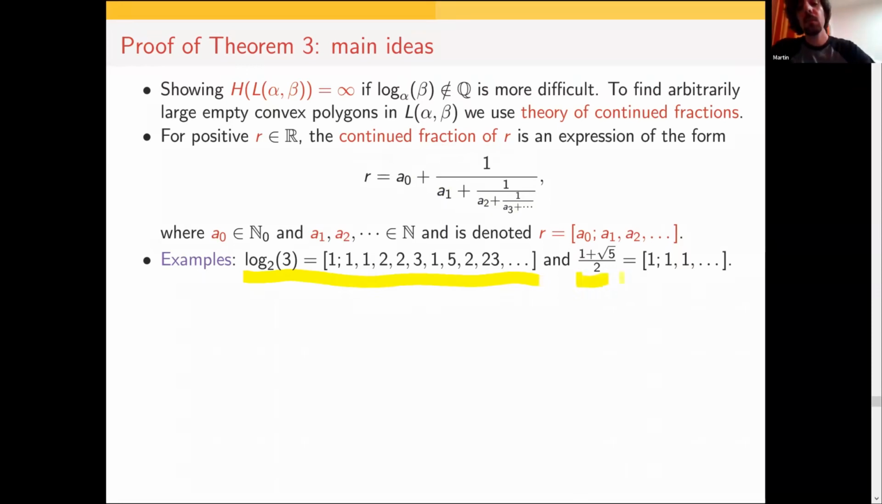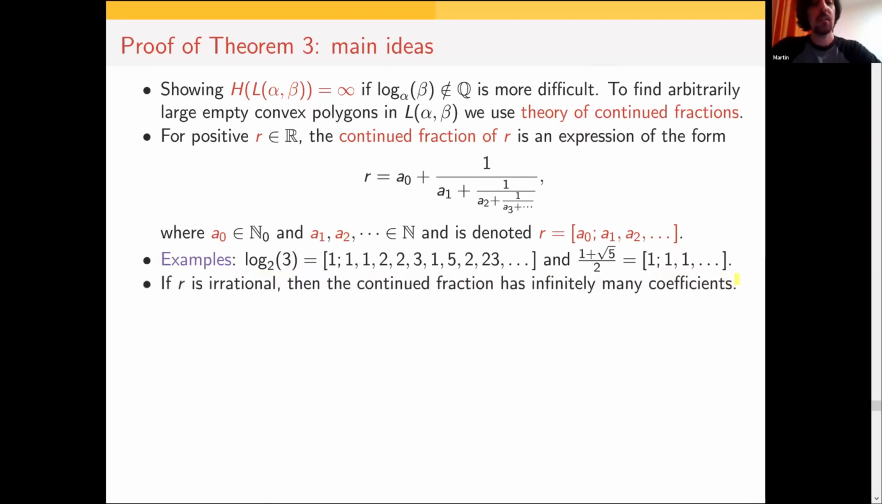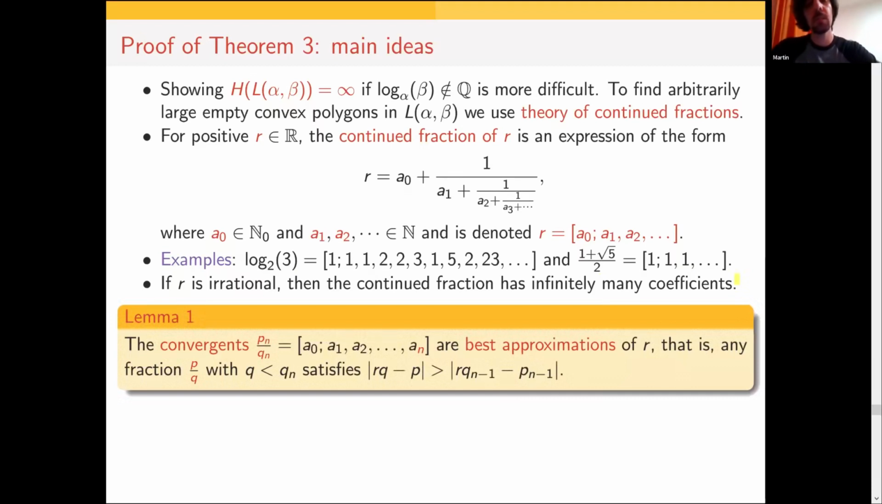And for example, the continued fraction of the golden ratio is perhaps as simple as it can be, because it contains only ones, but it's again infinite. In fact, these continued fractions are infinite if our real number is irrational. So then we have infinitely many coefficients, and this is what we use to create these large holes. We also use two lemmas, which again fall more into number theory.